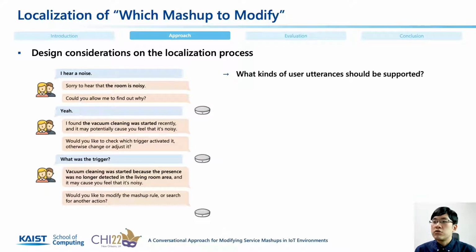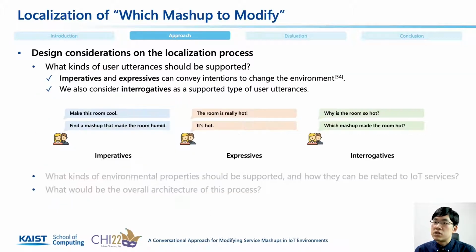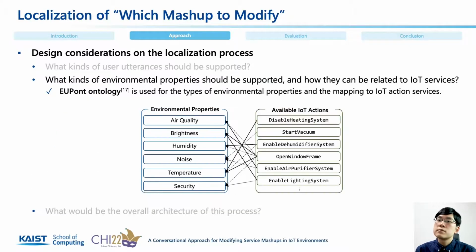First, the types of user utterances. Second, the types of environmental properties. Third, the overall architecture for the localization process. For the types of utterances, we refer to studies from the pragmatics area that imperatives and expressives convey intentions to change the environment. We also support interrogatives as mixtures of imperatives and expressives.